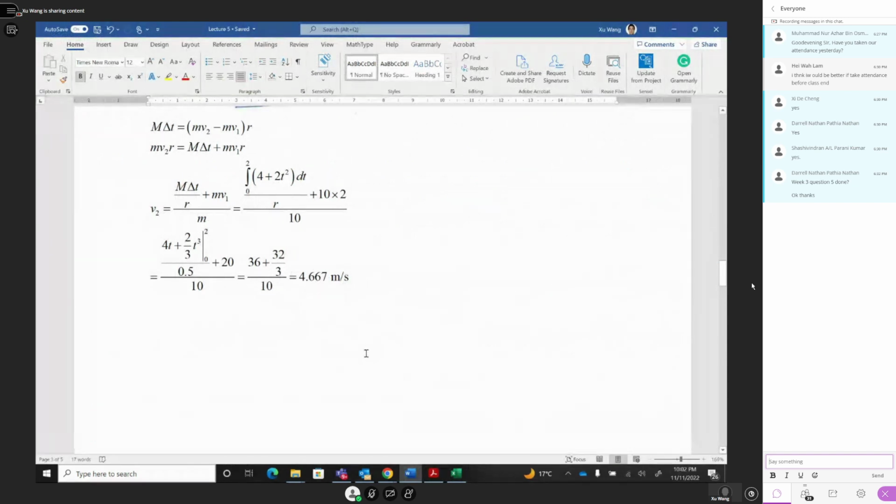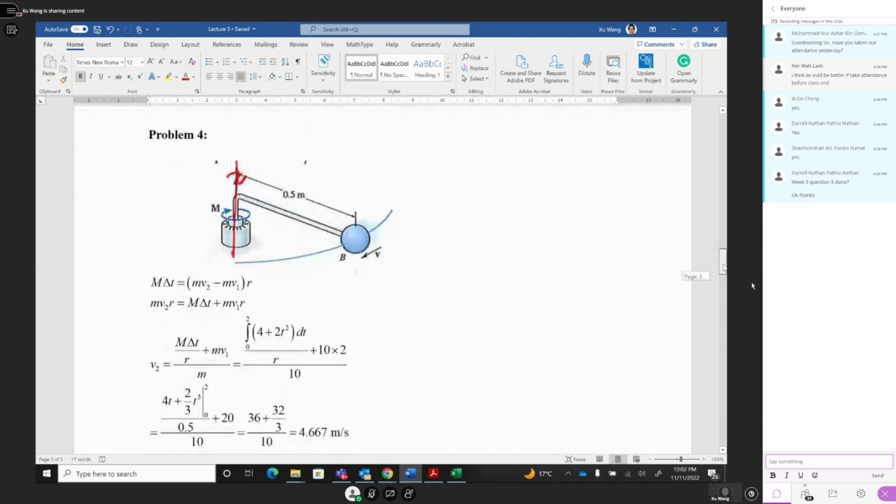So the tricky part is doing this integration. This integration gives 4t, and this is t cubed divided by 3, times 2. You have to calculate from 0 to 2, then sum together, and divide by the original 10 to get this result. That's how tricky this question is. Do you have any questions about this one? Can I move to the next one? Question 4, do you have any questions?